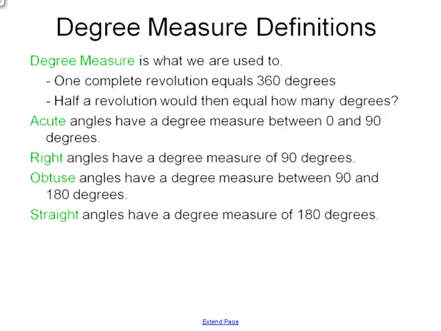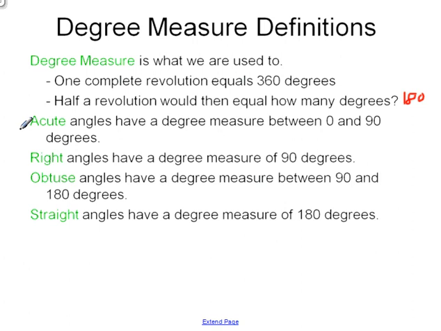Some other basic definitions that you should know. What a degree measure is. Most of you guys have seen that before. It's what we're used to. A couple things to think about. One complete revolution equals 360 degrees. So if we go halfway around, what would that equal? Hopefully you can figure out that half of 360 is 180.